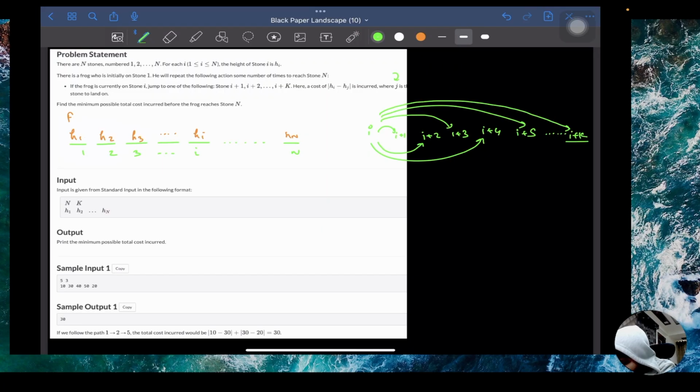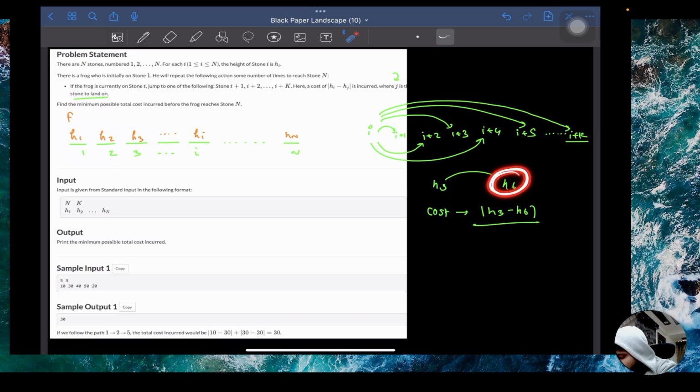Where j is the stone to land on. For example, if you were standing on h of 3 and from h of 3 you made a jump to h of 6, then the cost incurred will be the absolute value of h3 minus h6, because 6 is the stone you landed on, and 3 is the stone that you jumped from. Find the minimum possible total cost incurred for the frog to reach the stone n.